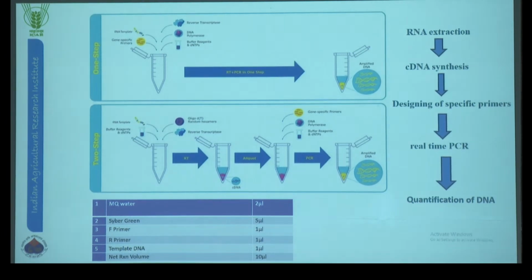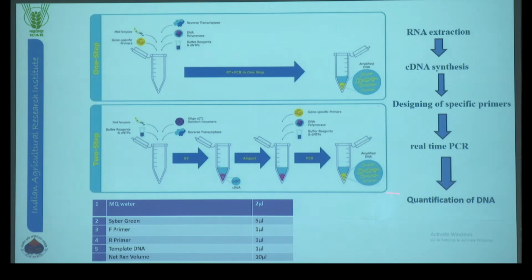There are two types of PCR: one step real time PCR and another, two step. In two step, we first make the cDNA. But in one step, we directly add RNA plus reverse transcriptase, so we do not develop the cDNA separately. Based on a single reaction we amplify the DNA. Or here we first synthesize the cDNA, and after that we set up the real time PCR, and then the amplified DNA is quantified.